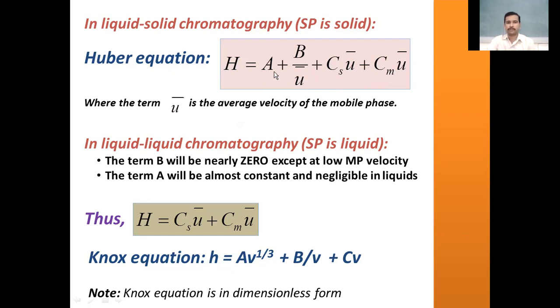A will be the eddy diffusion term, B will be the longitudinal diffusion term, Cs and Cm are with respect to mass transfer of the solute into the stationary phase and mobile phase respectively. And U bar is the average velocity of the mobile phase.